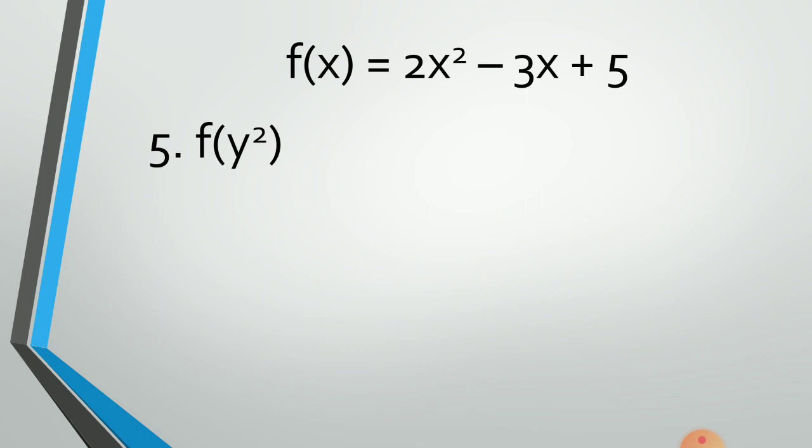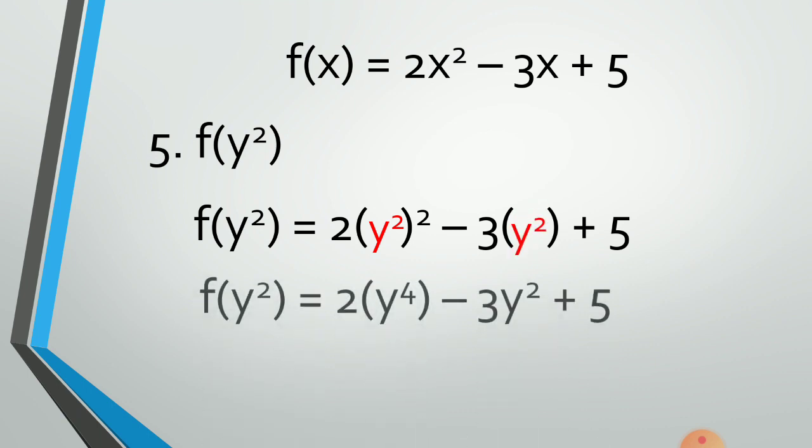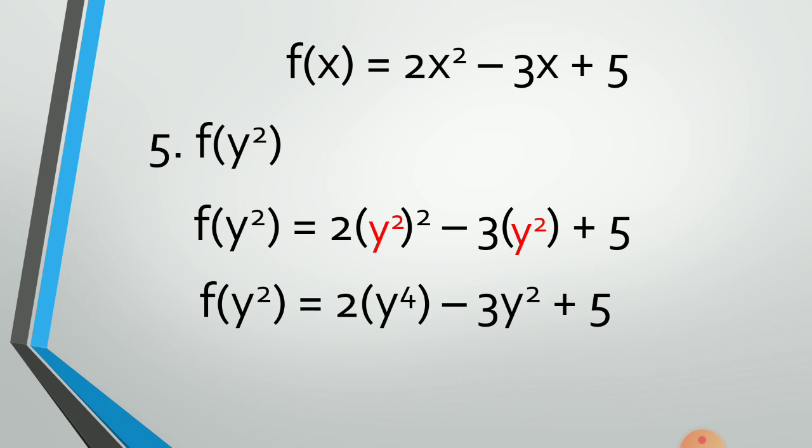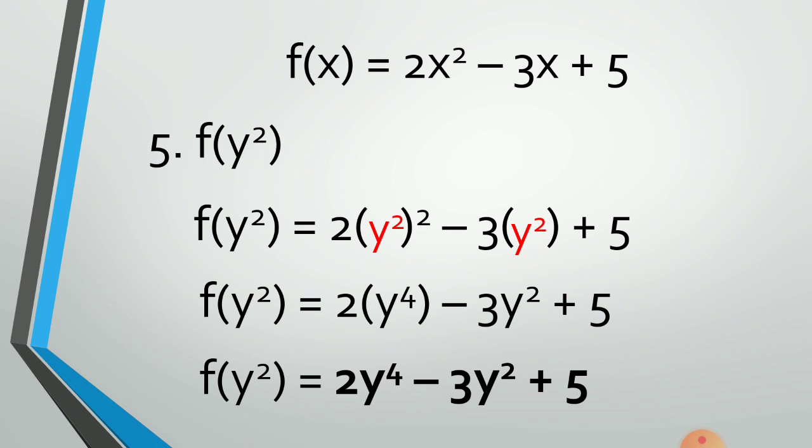Next will be f of y squared. So replace all the x variables with y squared. So that is 2 times y squared, quantity squared, minus 3 times y squared plus 5. So y squared times y squared is equal to y raised to 4. Then negative 3 times y squared is negative 3y squared, then copy plus 5. Then 2 times y raised to 4 is equal to 2y raised to 4, then copy minus 3y squared plus 5. So in here, that is already the final answer because we cannot combine terms anymore.